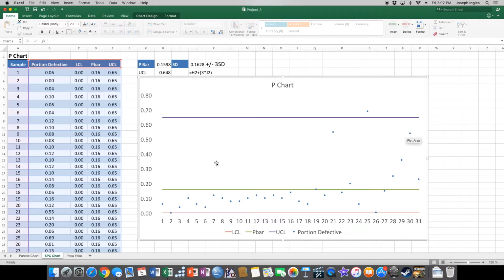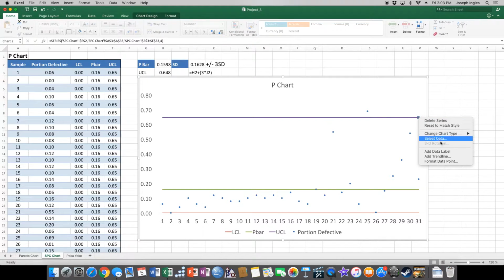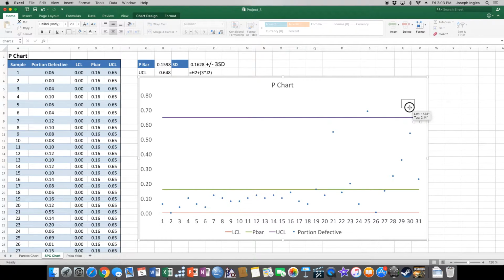Alright, well now that we've eliminated the grid lines, we don't necessarily know exactly where these lines are, so I need to add data labels to them as well. So I'm going to take the purple line, I'm going to click the line once, then click it again, so that I'm highlighting just the end point. Then I'm going to right click and add a data label at that point. You'll notice now that it gives me 0.65. So I know my upper control limit is 0.65.